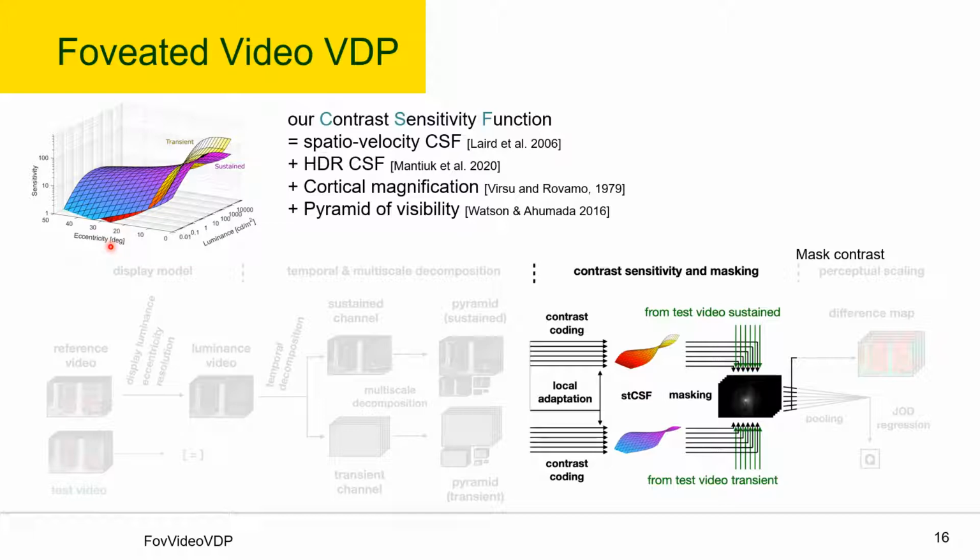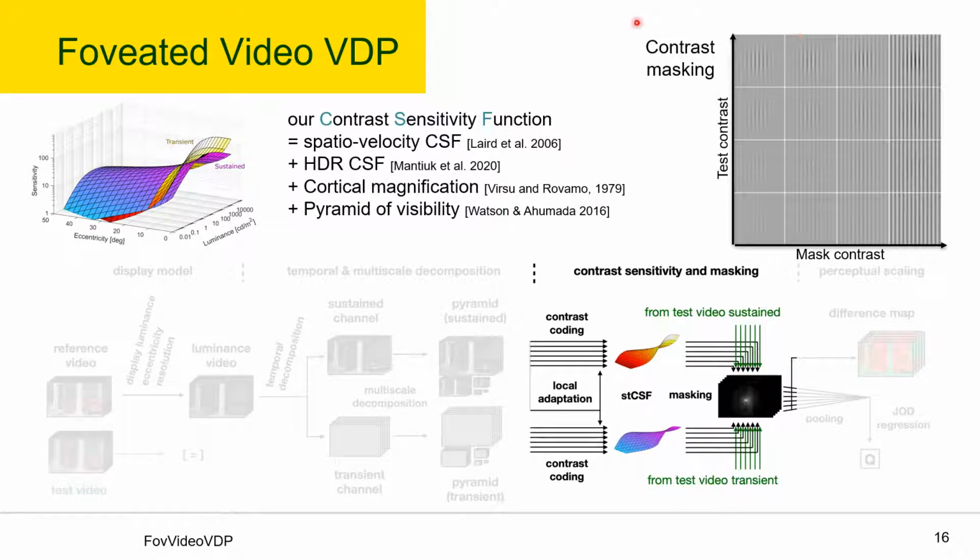Therefore, what we did, we combined the spatial velocity CSF from a 2006 paper by Kelly and others with our own HDR CSF, with the ideas of cortical magnification from the paper of Wuerger and others, and also with the ideas behind the pyramid of visibility by Watson and Ahumada. So the CSF provides a perceptual scaling for the contrast masking model.